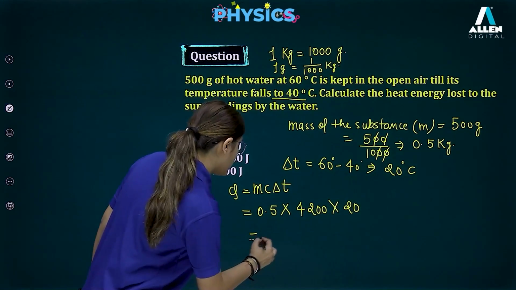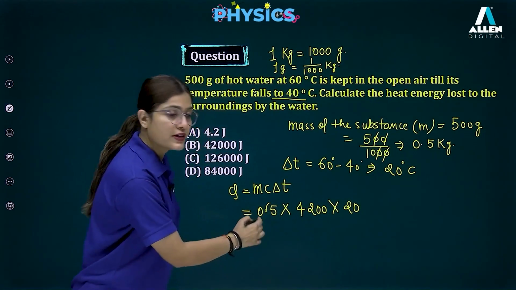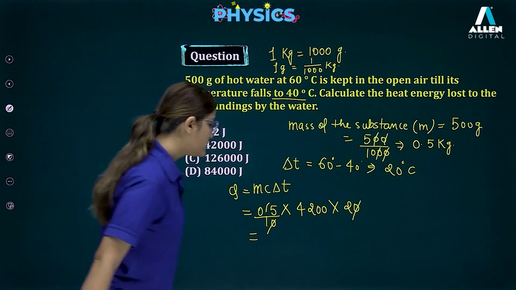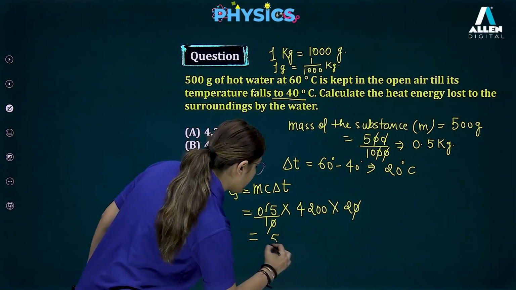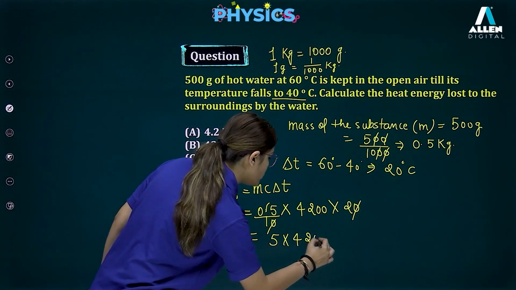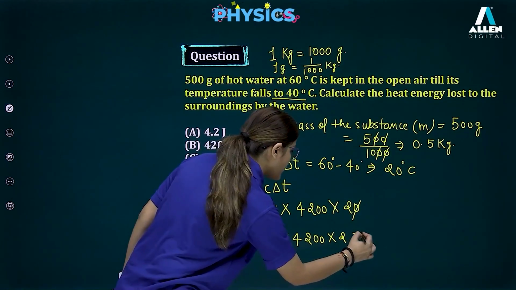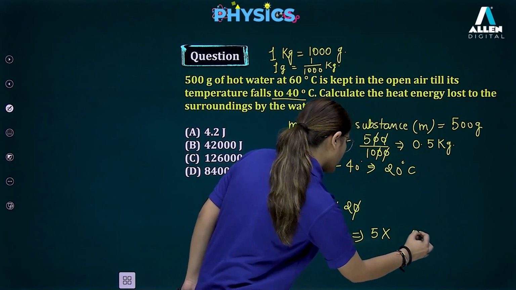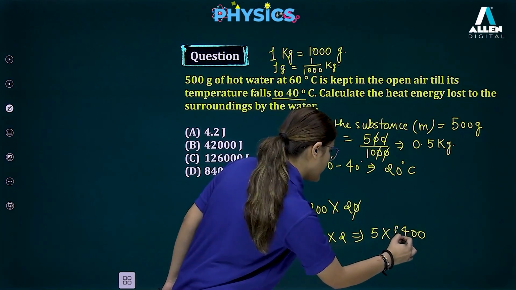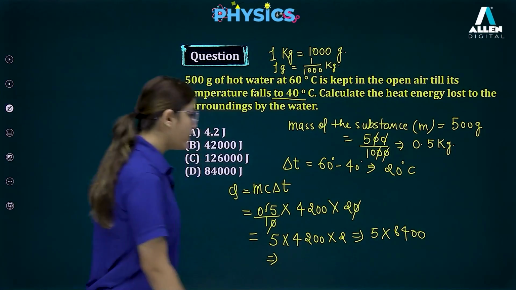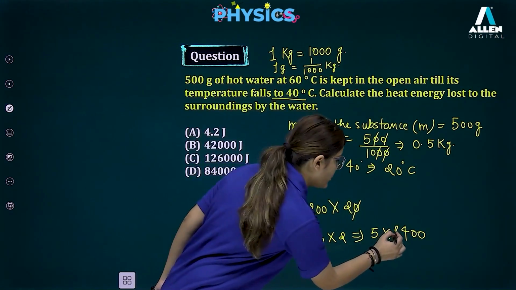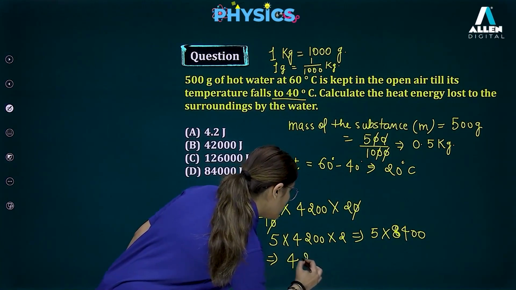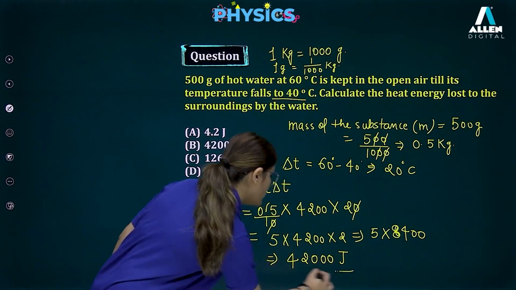Okay. We just multiply this value. We can remove the sign of decimal and write down 10 in denominator. It will be cancelled. Okay. You just have to multiply these values. 5 multiply 4200 multiply 2. We can multiply it like this. 5 multiply 2, 4, and it's 8400 multiply 5. When we multiply this value, it is 8. Okay, it's 8. When we multiply it, we will get 42,000 joule.